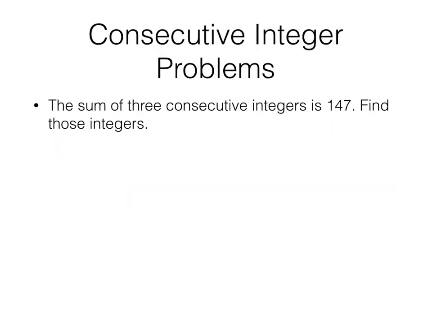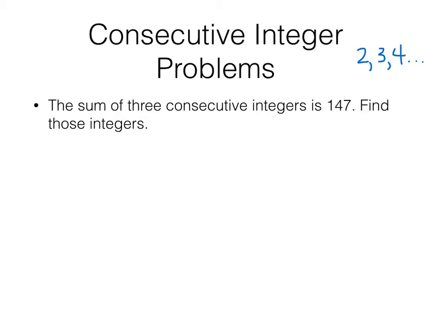And finally, we have 2 consecutive integer problems. The first one, the sum of 3 consecutive integers is 147. Find those integers. First of all, what does consecutive mean? It means one right after the other. 2, 3, and 4 would be consecutive integers. Clearly, they're not the ones we're looking for because they add up to 9, so not 147, but bear with me.